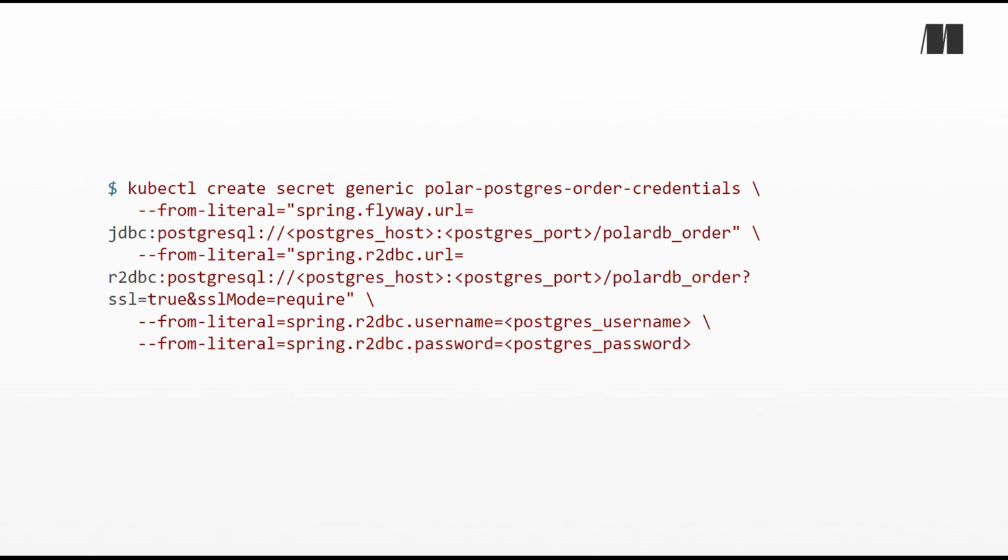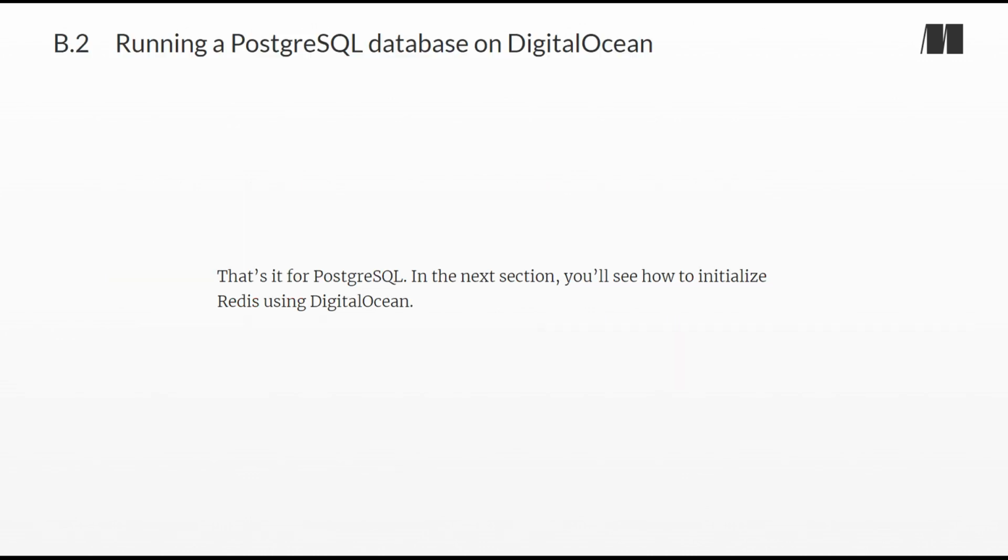Similarly, create a secret for order service. Pay attention to the slightly different syntax required by Spring Data R2DBC for the URL. See this code? That's it for PostgreSQL. In the next section, you'll see how to initialize Redis using DigitalOcean.